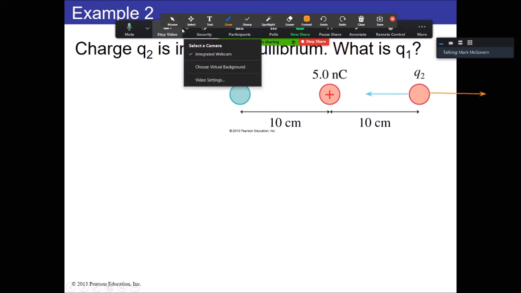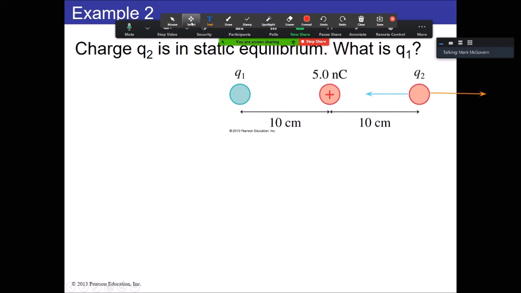All right, so these are supposed to be equal vectors. Sorry, it looked like that wasn't exactly equal.